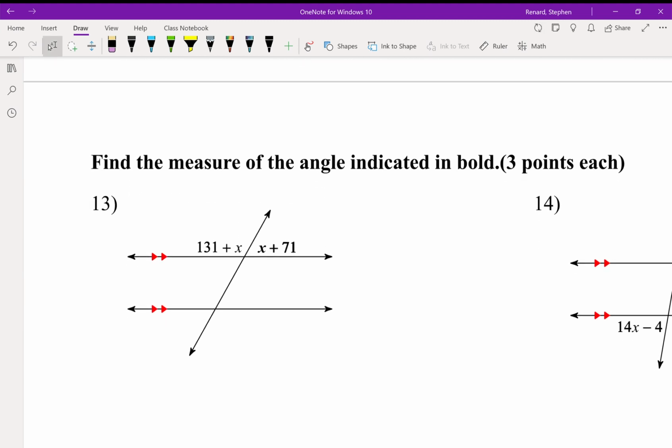Next, find the measure of the angle indicated in bold. Now it's pretty obvious on my paper which one's bold. It's a little less obvious on your paper. So while we think about that, have a cup of coffee.